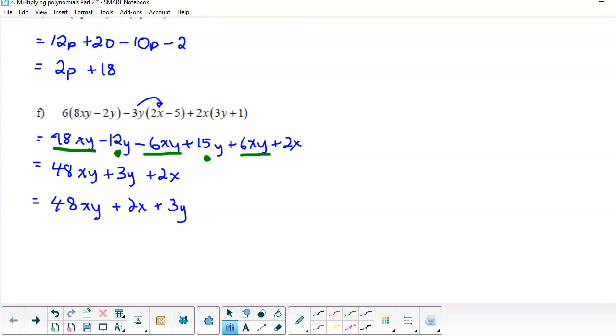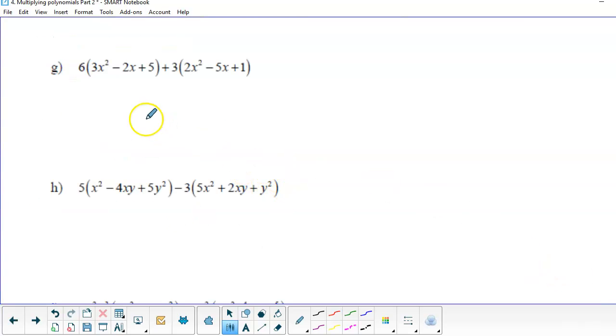Okay, let's go to the next page. So now we have multiplying with some trinomials. Same process. Everything gets multiplied by the number in front. You can use arrows if that helps you keep track, because you don't want to miss anything, right?